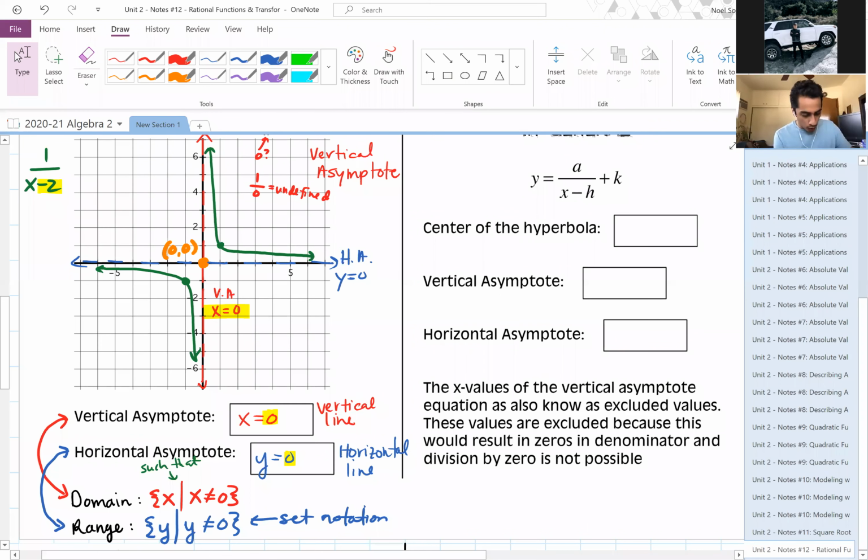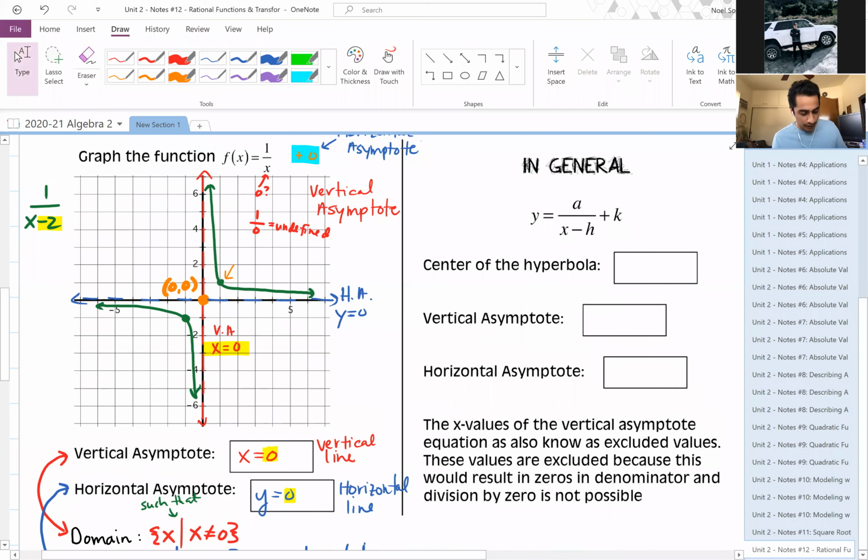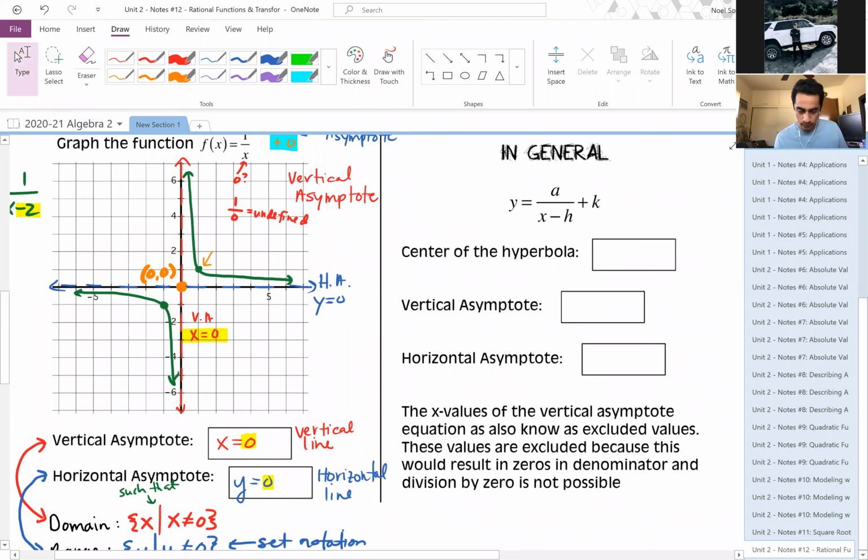As far as the point 1, 1, I knew that because it comes from the parent graph, right? When x is 1, the output is 1. I put that point there just so I could quickly sketch out the curve. 0, 0 is not the starting point. No, 0, 0 is the center of the hyperbola. It is where the two asymptotes intersect, but the function never goes to 0, 0.